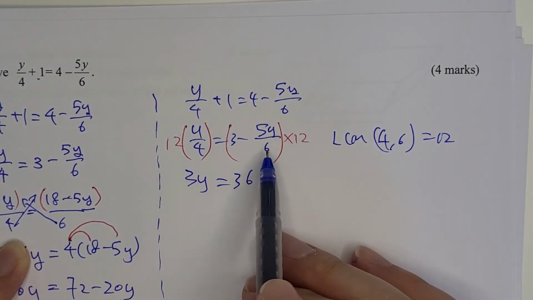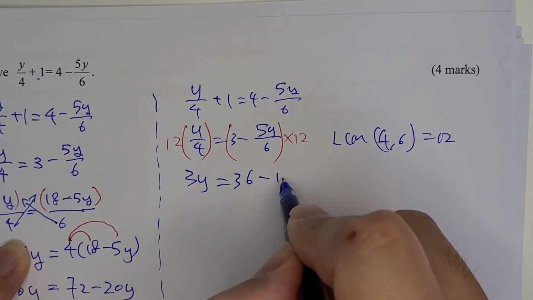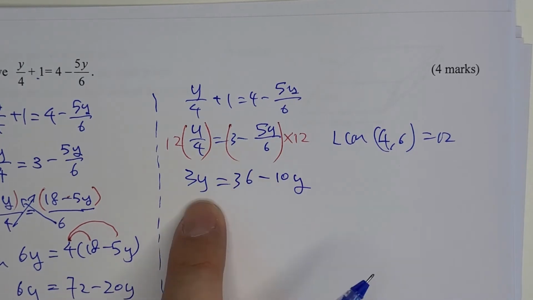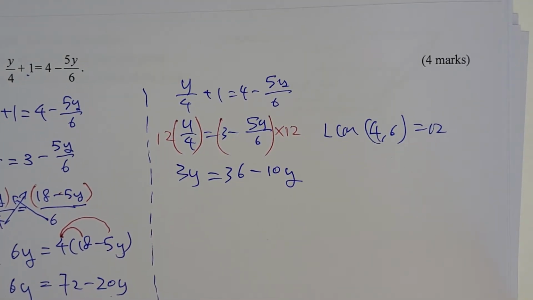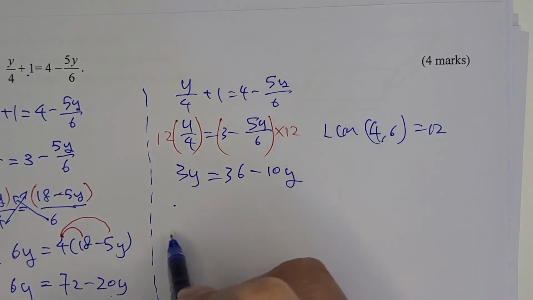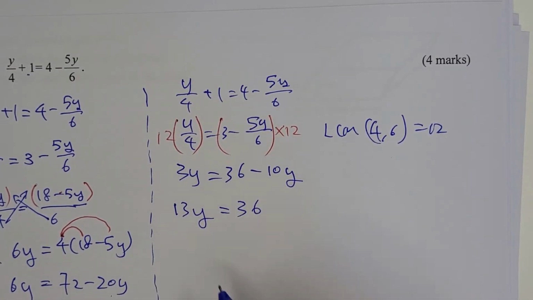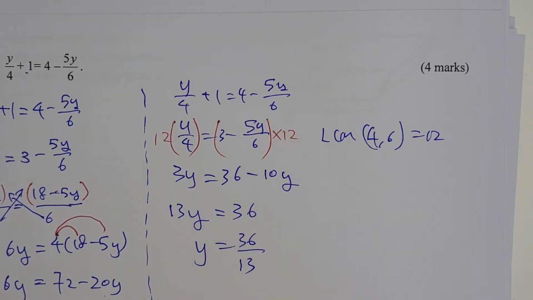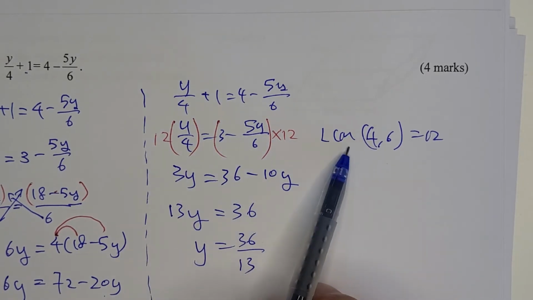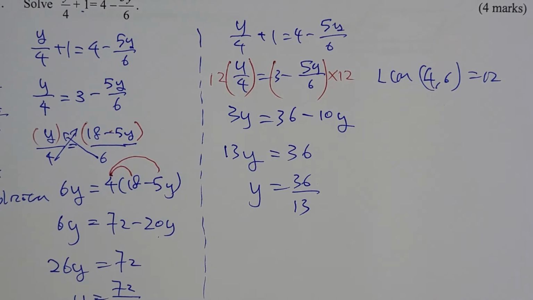equals 12 multiplied by 3, 36. And then 12 divided by 6 is 2. So 2 times 5 is 10. That's the next step you can simplify, and you can move this negative 10y to the other side, and it becomes positive 10y. So 13y equals 36. And the final answer is 36 over 13. That's the second method you can try. By multiplying by the LCM of the denominators, you can compare these two methods. Okay.